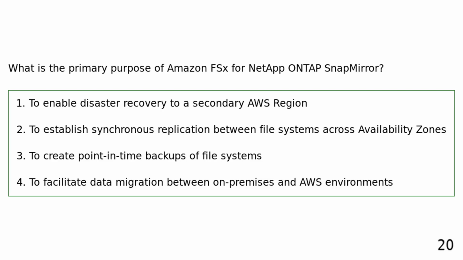What is the primary purpose of Amazon FSx for NetApp ONTAP SnapMirror? To enable disaster recovery to a secondary AWS region. To establish synchronous replication between file systems across availability zones. To create point-in-time backups of file systems. To facilitate data migration between on-premises and AWS environments.